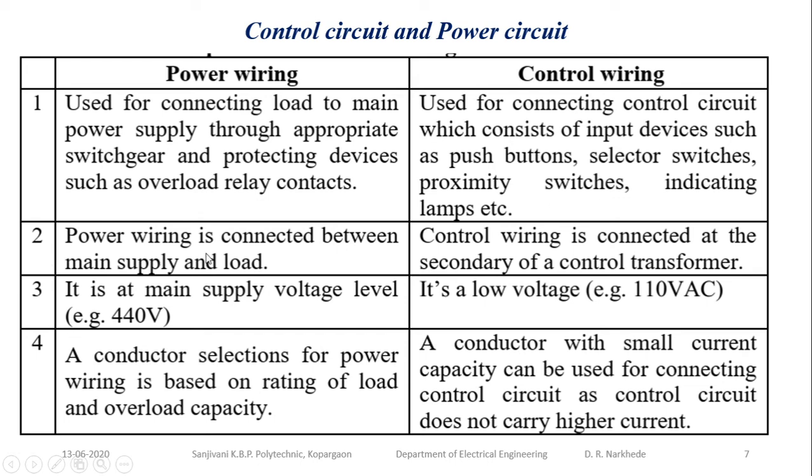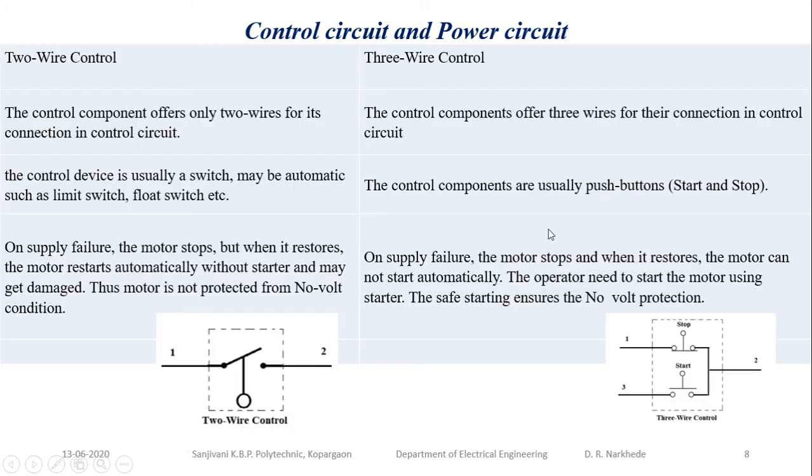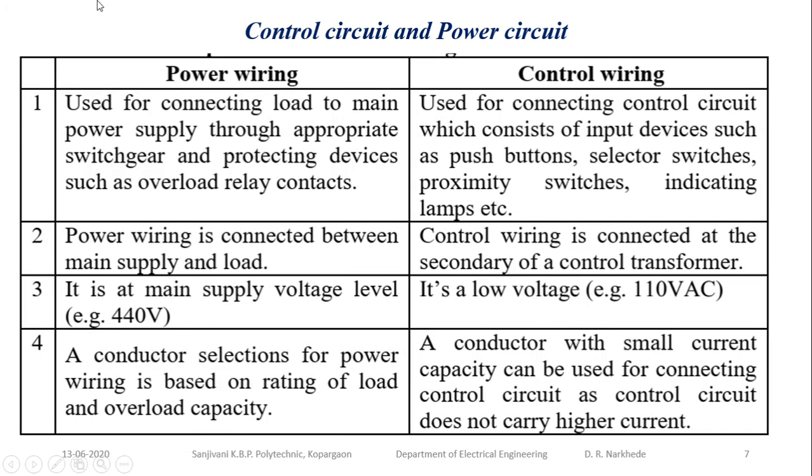Power wiring is connected between the main supply and the load, and control wiring is connected to the secondary of the control transformer. For power wiring we are going to use high voltage, and for control wiring we are going to use less voltage. Power wiring is at the main supply voltage level, that is 440 volt and above, and control wiring may be low voltage, that may be DC voltage or AC voltage.